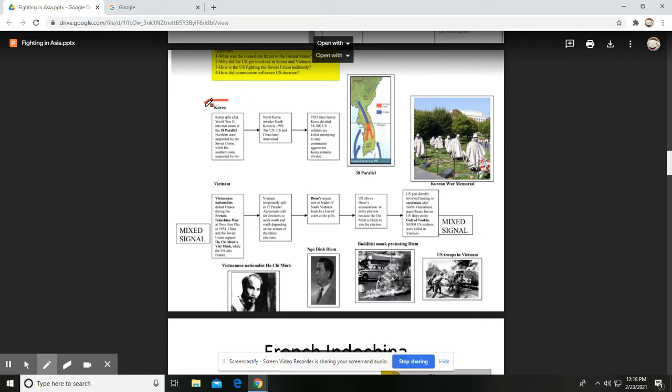Here we see Korea, here we see Vietnam. With Vietnam, there's a war between France and Vietnam, France versus Vietnam. We'll put World War II over here because it happens after World War II. This guy is Ho Chi Minh. He is considered the George Washington for Vietnam.